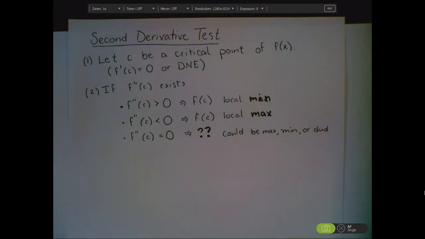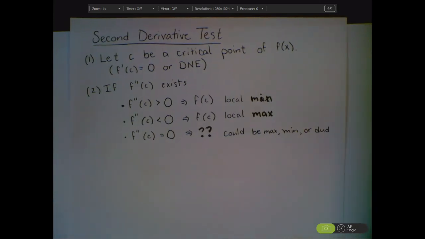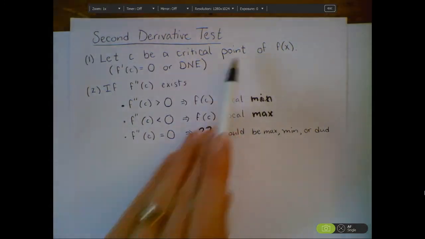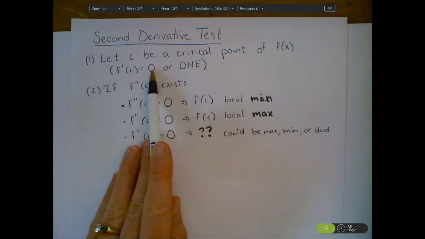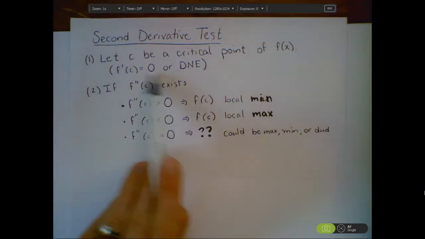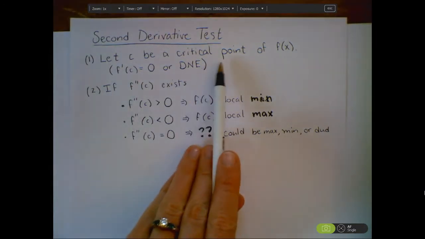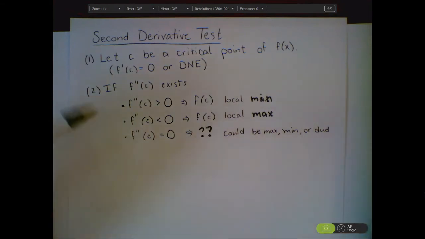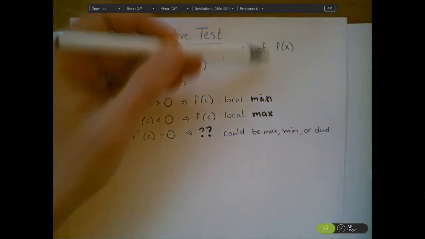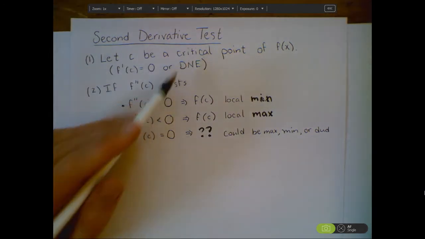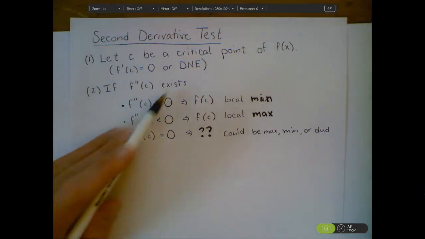So the second derivative test in formal language says, let C be a critical point of f of x, and recall a critical point. Critical points are the places where my first derivative is equal to 0. So that's where my tangent line is 0, or it's where the first derivative doesn't exist. These are the places that could be considered max and min values, although they might be a dud as well. So we're going to start with a critical point, and we're going to try to tell whether that critical point is a max or a min by taking the second derivative.